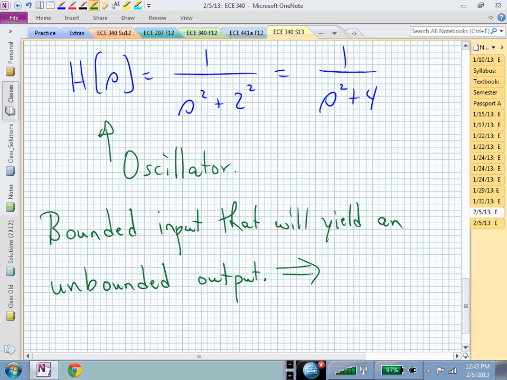A bounded input that will yield an unbounded output is then x of t equal to sine of 2t. That's a bounded input, has an amplitude of 1. It's bouncing between plus and minus 1, but it's at the same frequency as this system naturally likes to shake. And so you're encouraging that system to move as it naturally likes to move, and now that will give rise to this unbounded output.